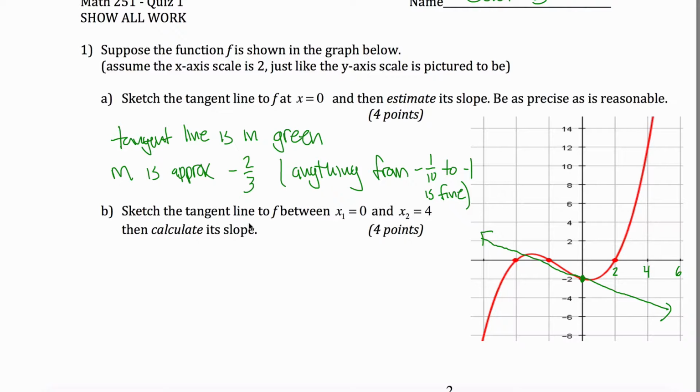Sketch the tangent line. That's not what I wanted. I want this to say sketch the secant line. I better go fixing that before I print these. Sketch the secant line. How do I know they're secant lines? Because I'm given 2 points right here. So anytime you're asked to sketch a secant line, you have to be given 2 points, tangent line just 1 point.